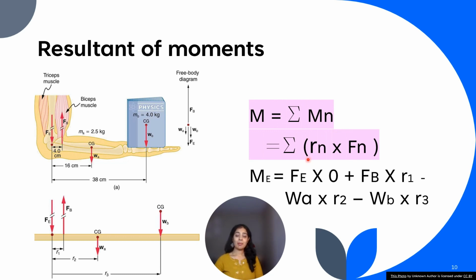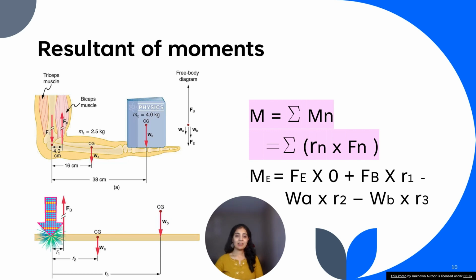As we saw in the previous video, moment is equal to lever arm into force. That is perpendicular distance from the pivot point and line of action of force, that is lever arm, and the force acting on the body. So here we will take moments at E.